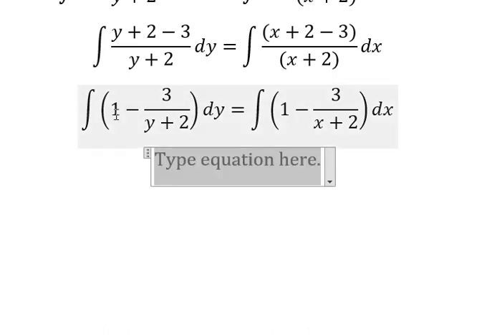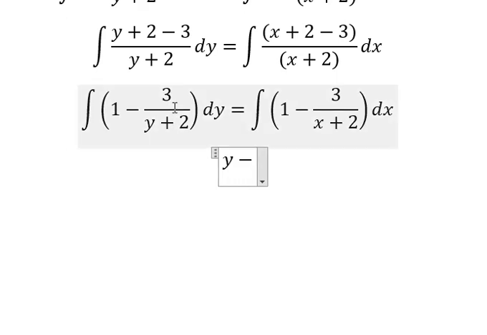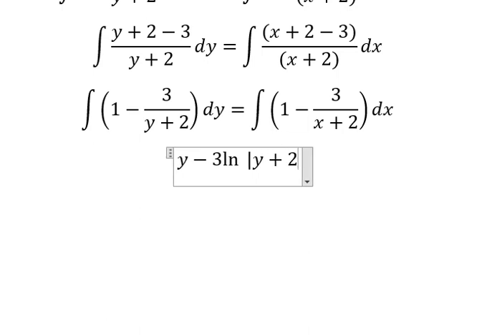The integration of number 1, we have y. The integration of this one, we have 3 ln of the absolute value of y plus 2. Now we do similar for the second one.